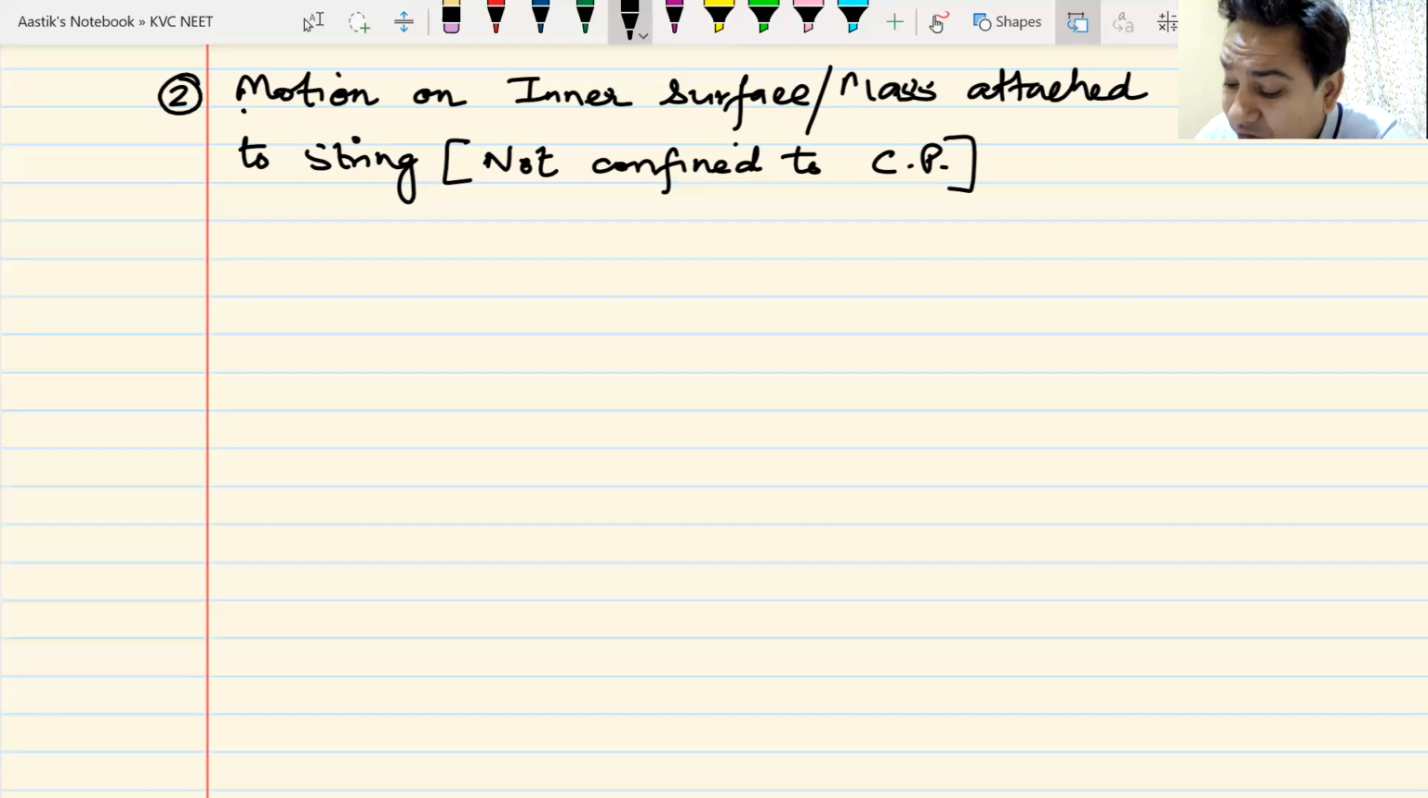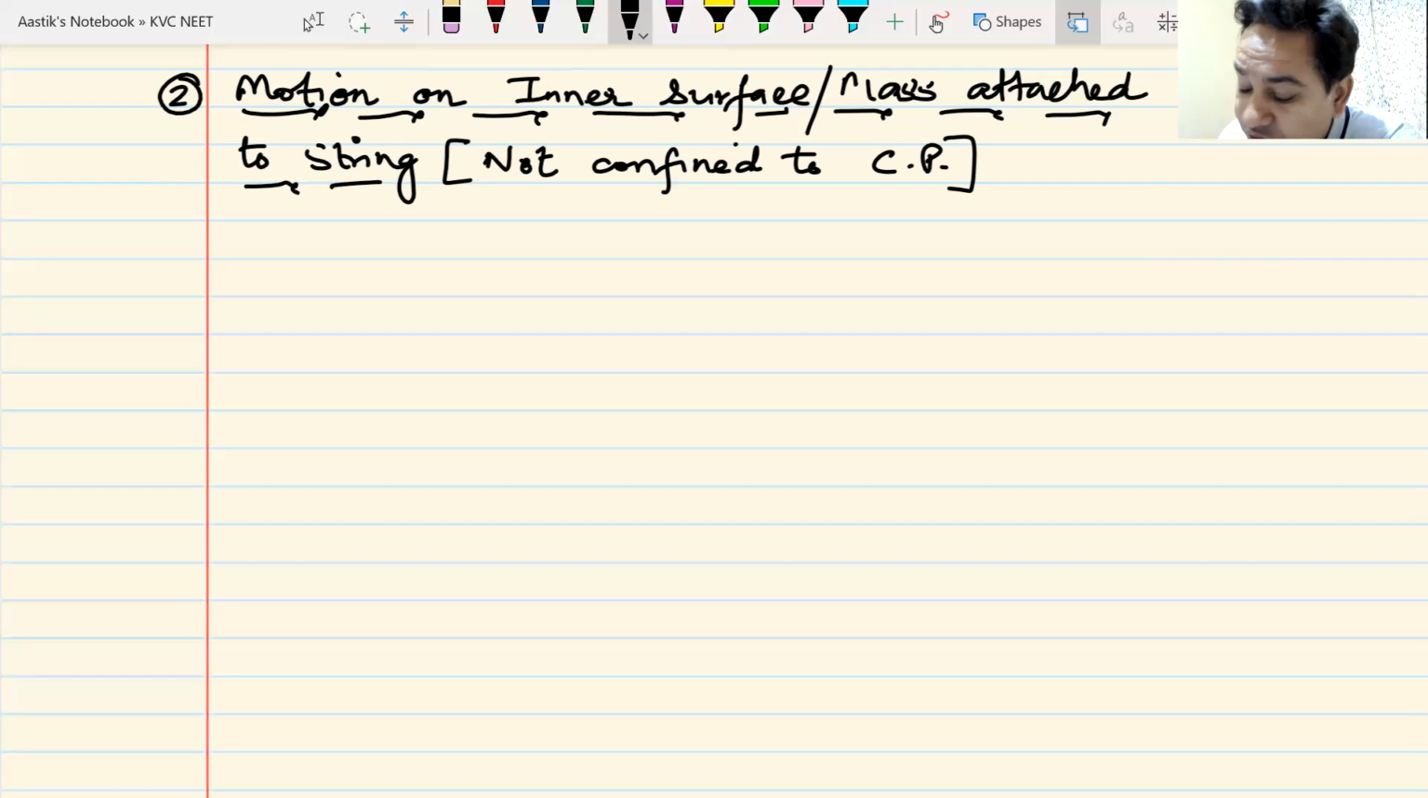I'll try to make more sense of it. First, just write the heading: motion on the inner surface or motion of a mass attached to a string. Both are examples of motion which are not confined to a circular path.